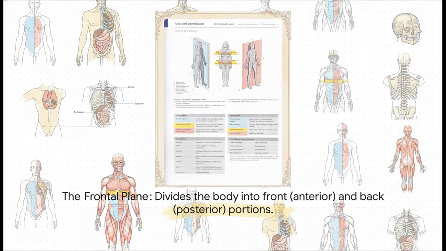All right, next is the frontal plane, sometimes called the coronal plane. This one is also vertical, but it slices the body from front to back. Think of it like this. It divides you into a front half and a back half. It's like you could separate the anterior part, that's the front, from the posterior part, the back.